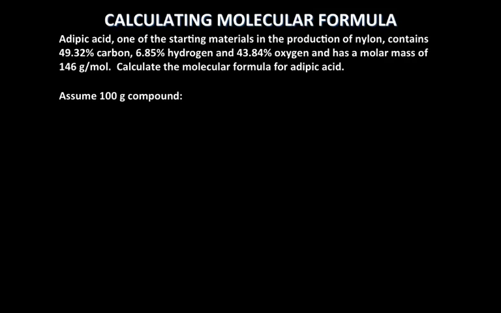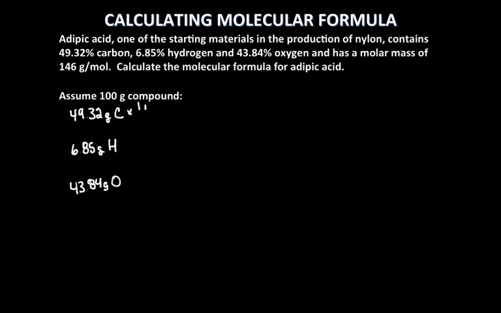That will give us 49.32 grams of carbon, 6.85 grams of hydrogen, and 43.84 grams of oxygen. So those are the masses of those elements, but these formulas are based on mole ratios, so we have to calculate the moles of each of those elements, and we use the molar mass to do that.